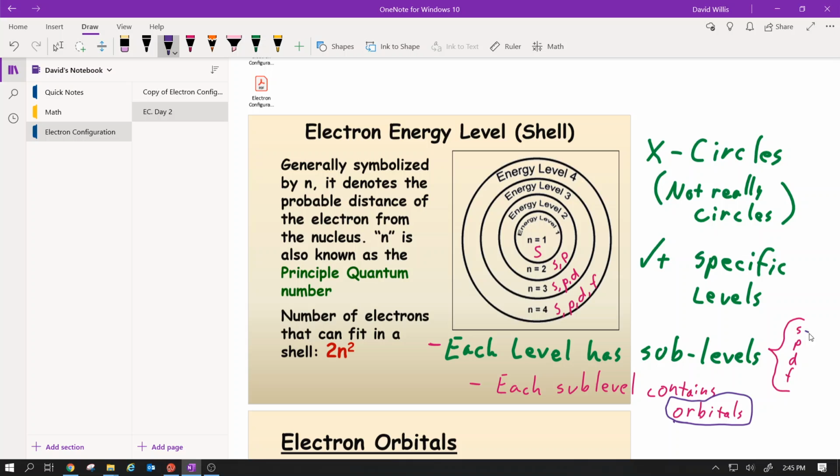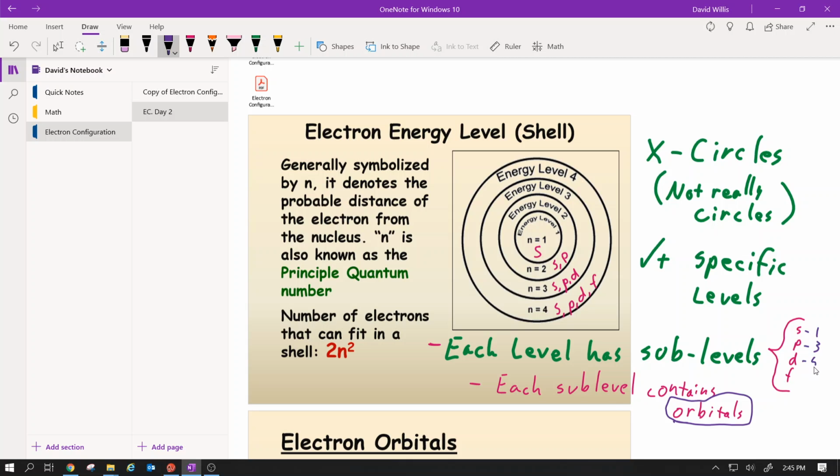Now my S sublevel can only contain one orbital. All right, but remember, each orbital can hold 2 electrons. So the S sublevel only has one orbital, but that's enough to hold 2 electrons. The P sublevel only has 3 orbitals. Remember, they were shaped like dumbbells, and it was in the X and the Y and the Z. Okay, and I'll show you the picture of that again in a minute. 3 orbitals for up to 6 electrons.